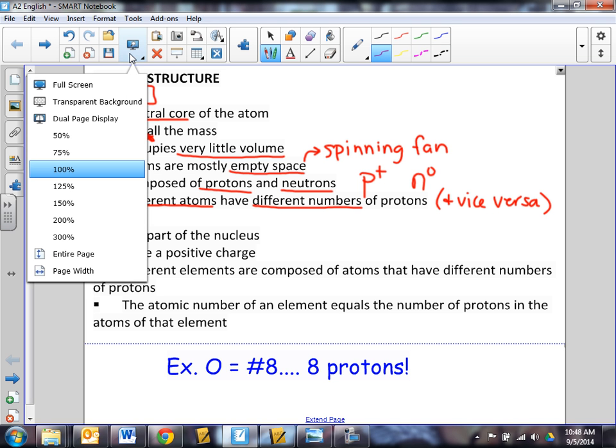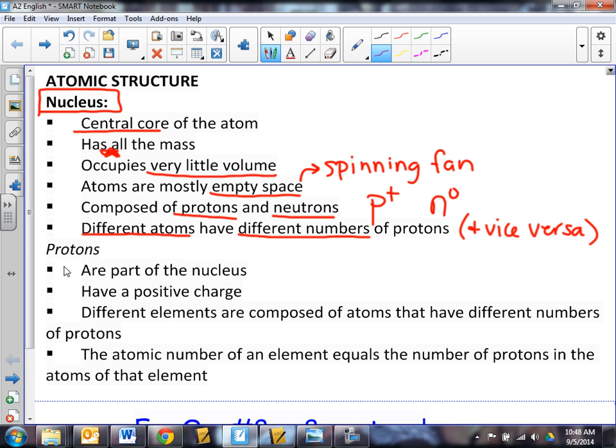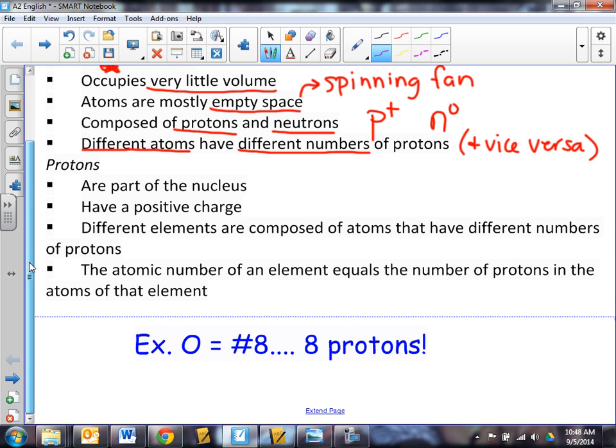So maybe we'll zoom in a little bit here and go down. Protons, of course, are part of the nucleus. That's kind of repetitive, but I wanted to make sure everybody was clear that's where they are. Since they are part of the nucleus, remember the nucleus is where all of the mass is.